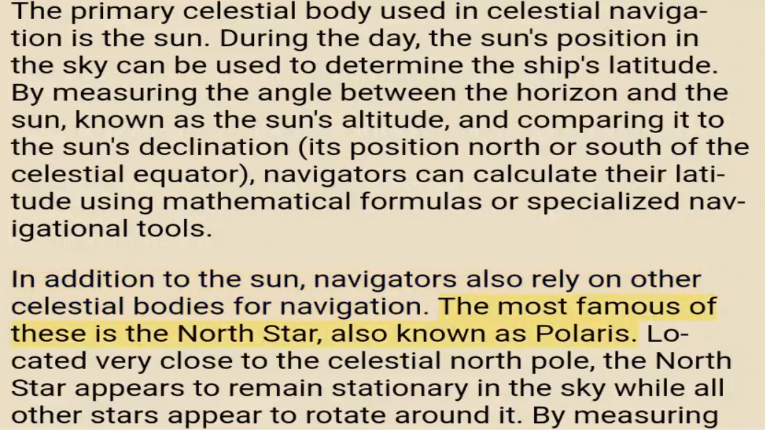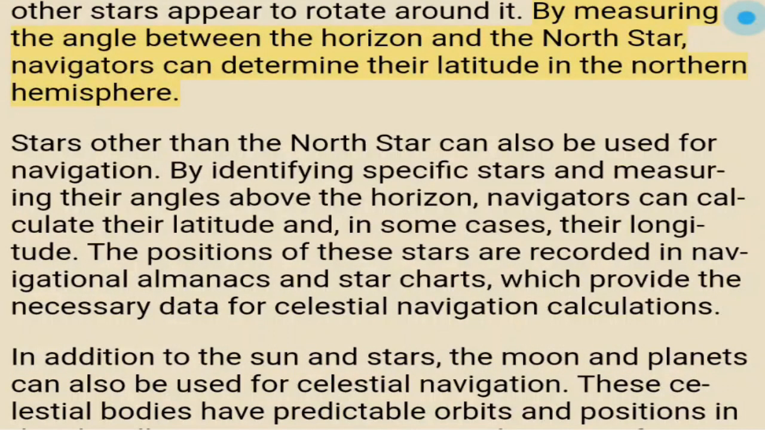The most famous of these is the North Star, also known as Polaris. Located very close to the celestial North Pole, the North Star appears to remain stationary in the sky while all other stars appear to rotate around it. By measuring the angle between the horizon and the North Star, navigators can determine their latitude in the northern hemisphere.